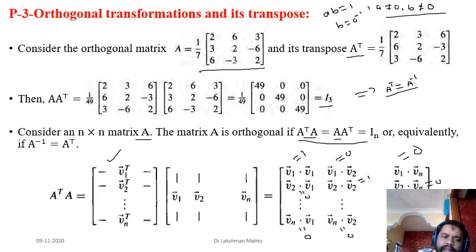And similarly, you can also establish for the general form that A times A transpose is also the identity matrix, provided that your matrix is an orthogonal matrix. That means the columns are orthonormal vectors. So then you are getting this kind of pattern.